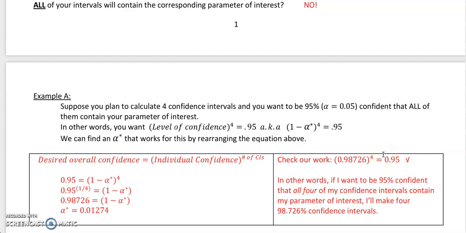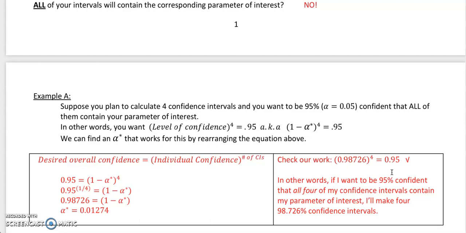And so as a reminder, if I want to be 95% confident that all 4 of my confidence intervals contain the parameter of interest, I'm going to make 4 98.726% intervals. I've solved the problem that I was running into on the previous page. If I make 4 95% intervals, my overall confidence is too low, so I'm going to bump up the confidence level for my individual intervals until I can get that 95% overall confidence that I really want.